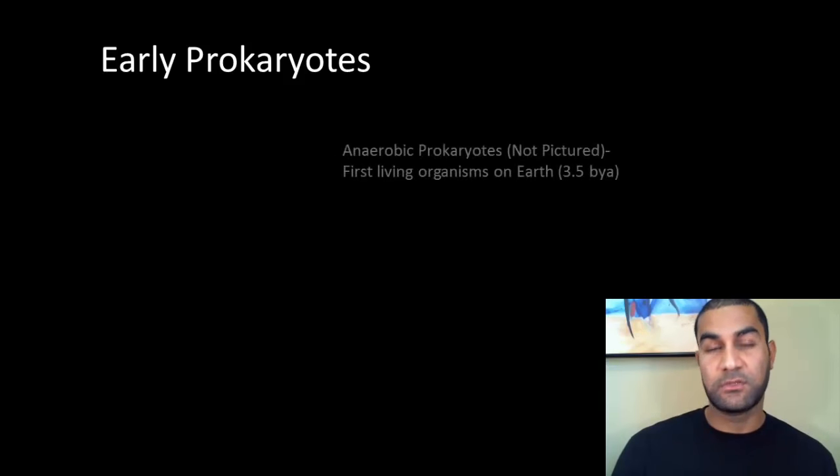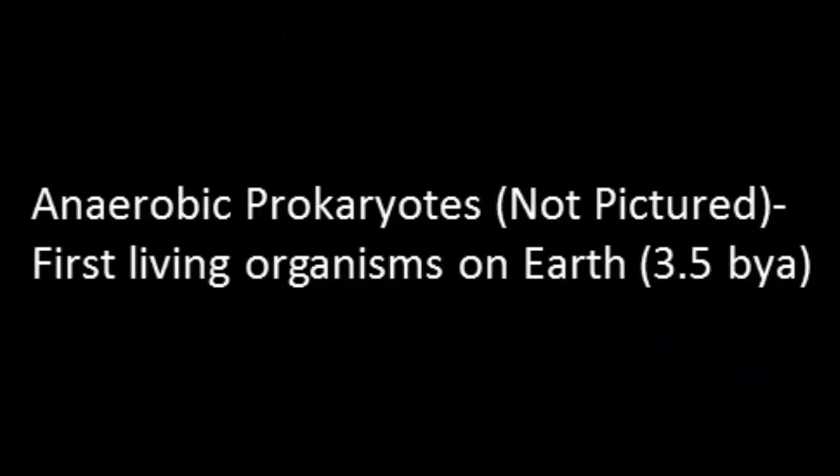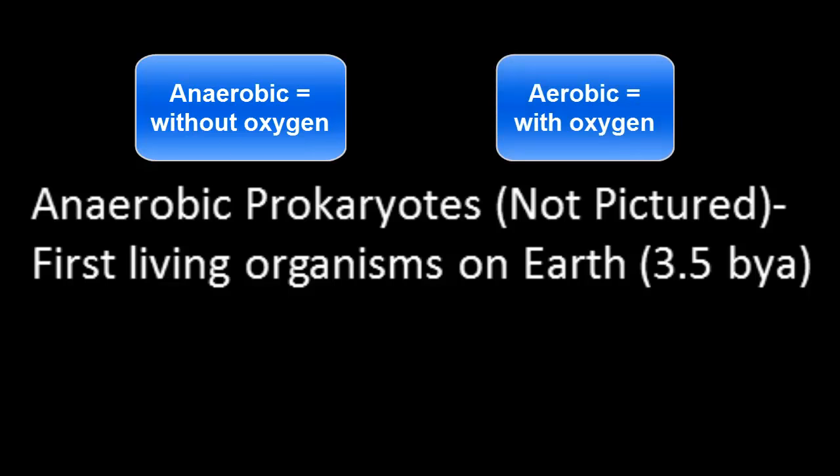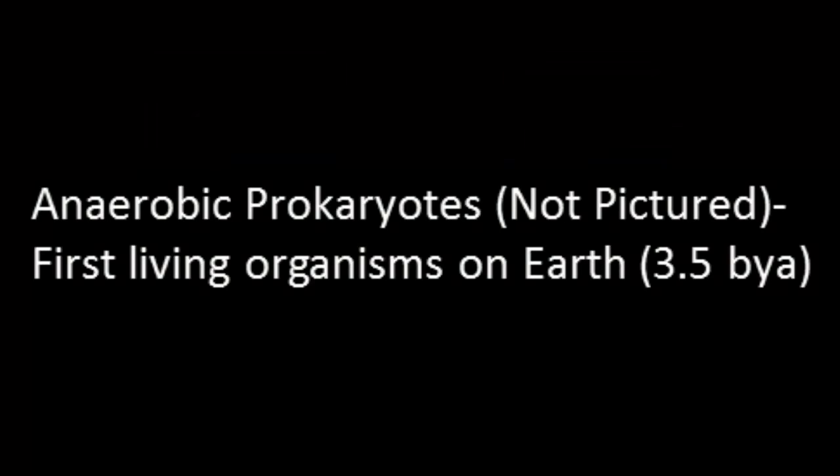Now, the early atmosphere didn't have any oxygen, so the organisms that lived there had to live without oxygen. This was known as anaerobic. So if something is anaerobic, that means it's without oxygen. Conversely, if something is aerobic, it's with oxygen. The very first organisms that were thought to develop on Earth, about 3.5 billion years ago, were considered anaerobic prokaryotes, very simple types of bacteria that function without any oxygen.